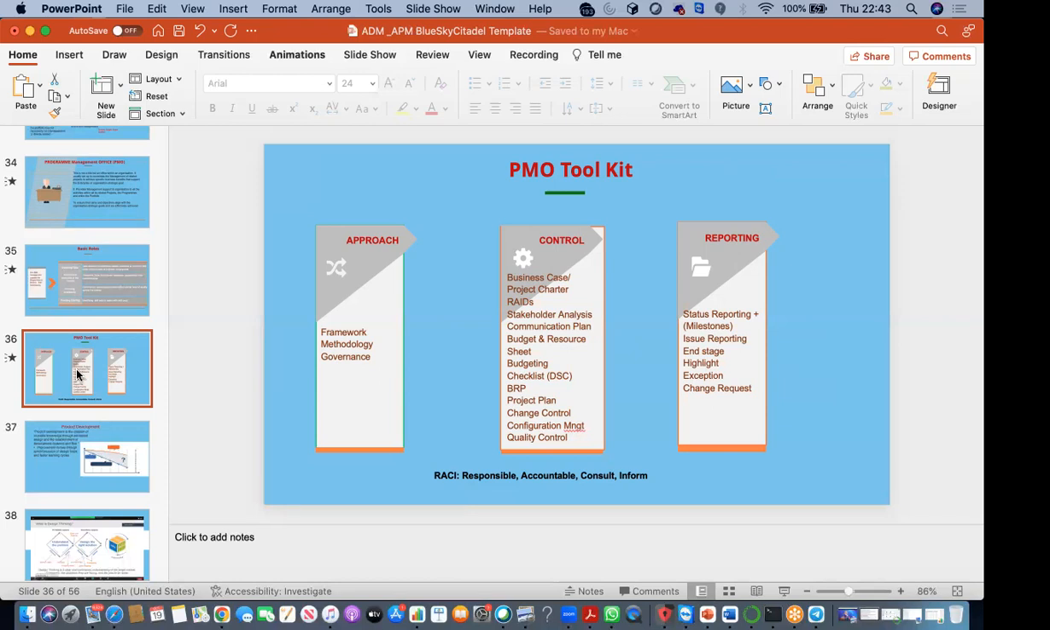Then we talk about the governance. And you're all going to work on governance. Each of these things we will work on. Some of these we would remove. Whatever is relevant to you, we'll keep it. Whatever is not relevant, we'll take it out. This is just a guide.